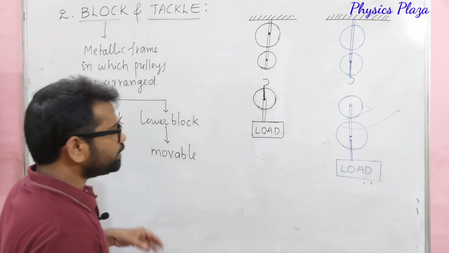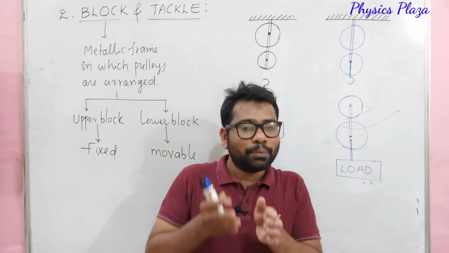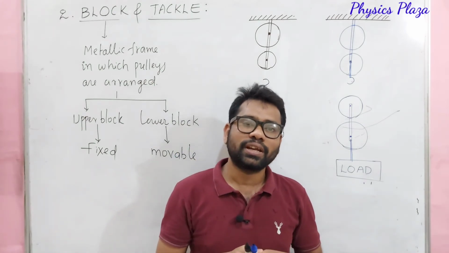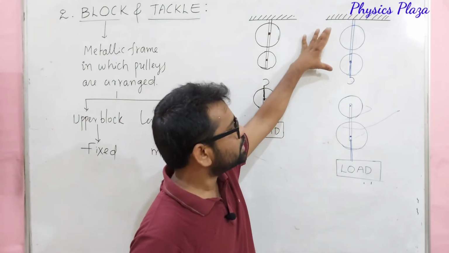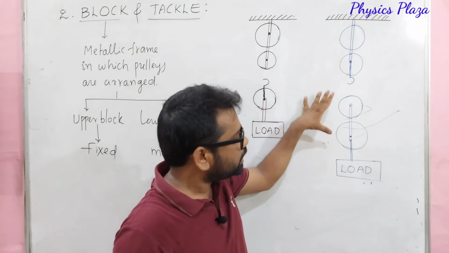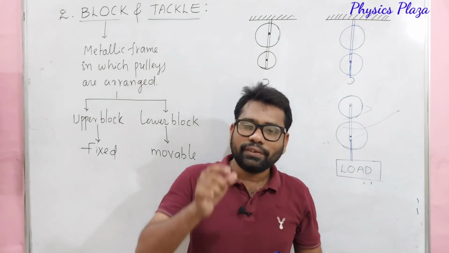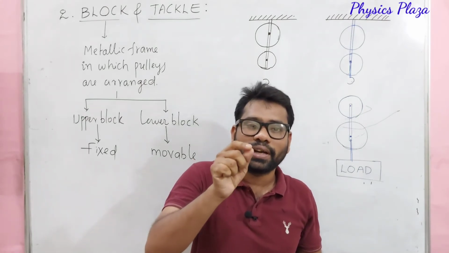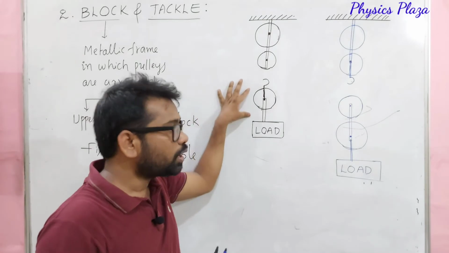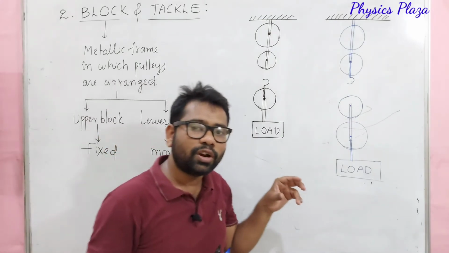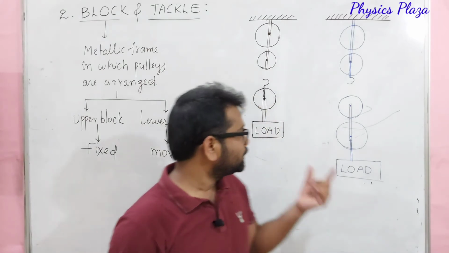Now let us see. Here we have 2 cases: block and tackle system with an even number of pulleys, or block and tackle system with an odd number of pulleys. If it is a block and tackle system with an even number of pulleys, no problem at all. The number of pulleys in the upper block is equal to the number of pulleys in the lower block. But the problem is when there are an odd number of pulleys, how are the pulleys divided? Suppose in the upper block n pulleys are there, in the lower block n minus 1 will be there. Which means the number of pulleys in the upper block is always greater by 1 pulley than that of the lower block.